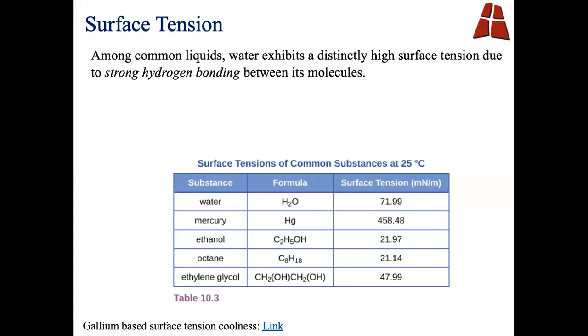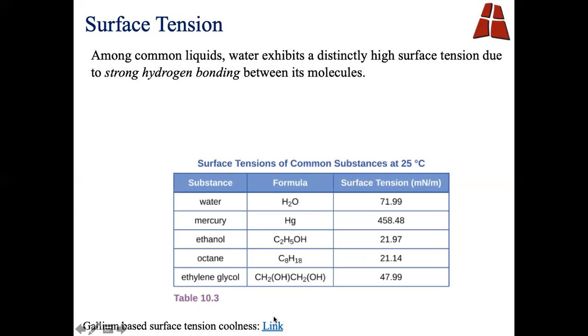Among common liquids, some have distinctly high surface tensions. Essentially, the greater the intermolecular force, the greater the surface tension. Water has greater intermolecular forces. This is another place where we balance intermolecular forces with molecular weight. Mercury, again, has strongest intermolecular force of dispersion forces, but because it has such a high molecular weight, it actually has a very high surface tension.